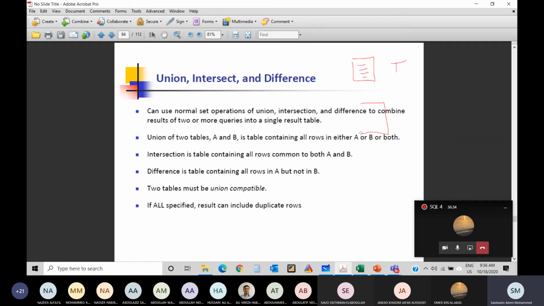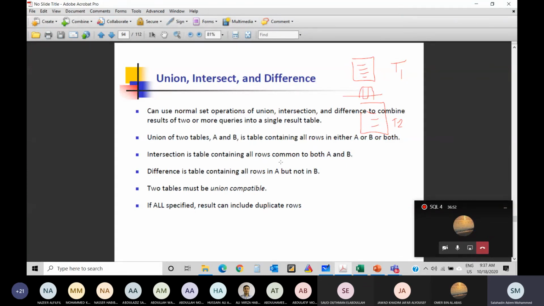You have another table also. Let's say this is table 1 and this is table 2. Table 2 is also a set of rows. Now what do we do with sets? We can do union, we can do intersection, or we can do difference. And I will show you how we use them in databases.